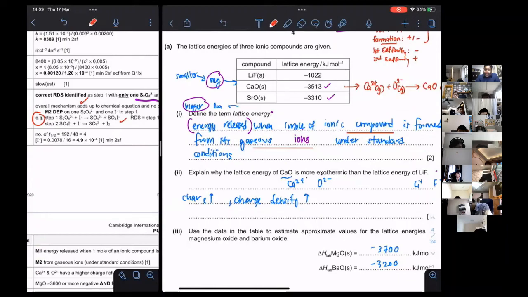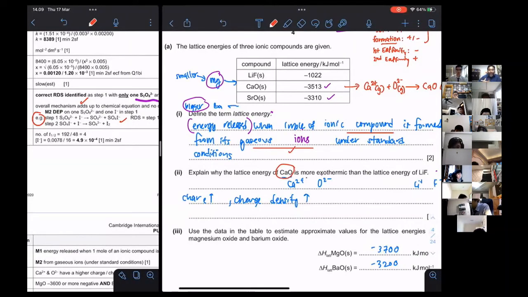Explain why the lattice energy of CaO is more exothermic than the lattice energy of LiF. Now, lattice energy basically tells us how strong the attraction is between two ions, like for example the gaseous ions. If you have more attraction, then they are going to be more negative. If you have less attraction, then they are going to be less negative.